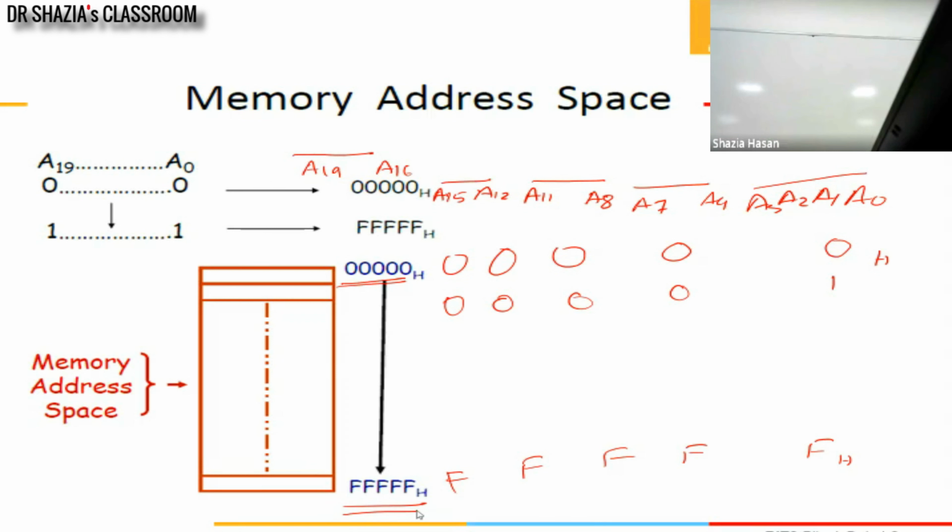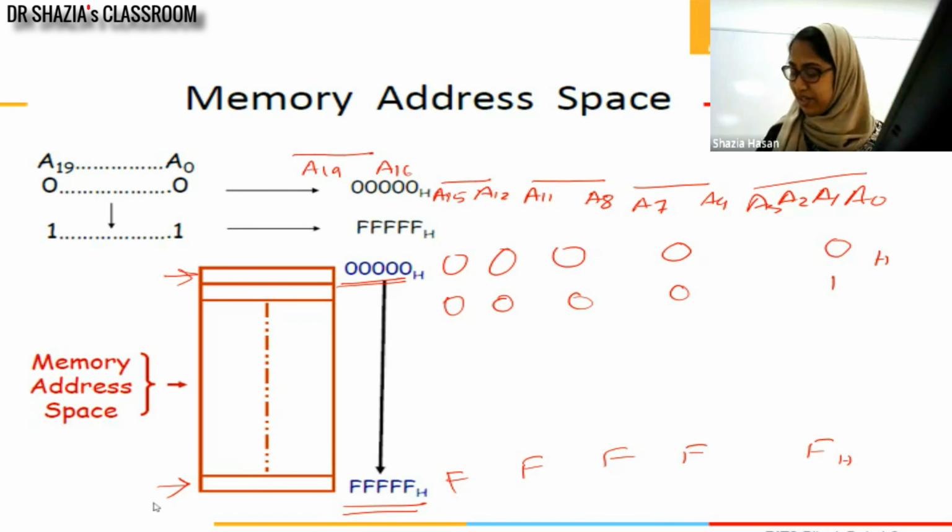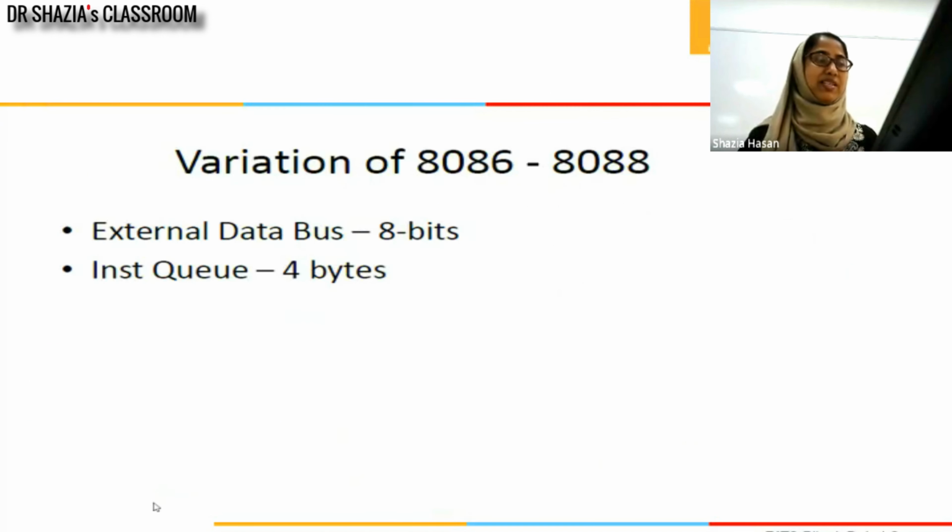Yes? 0, 0, 0, 0, 0 to F, F, F, F, F. This is the address space. This is my first address and this is the last possible address in case of the 8086 processor, as it has 20 address lines. Yes? And this memory space we have actually divided into different segments. I will come to that.